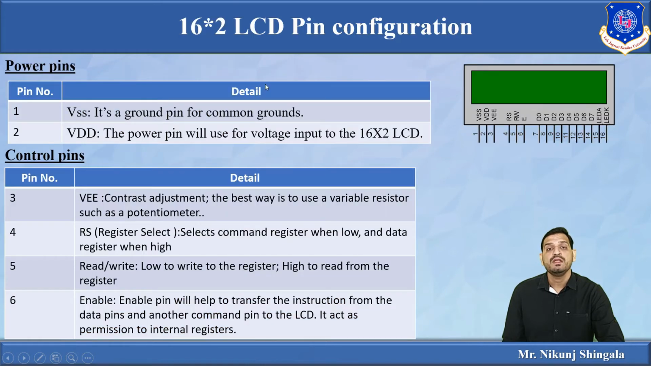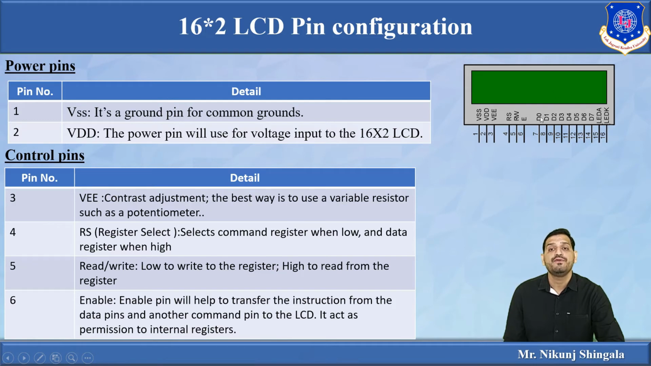Now the 16 cross 2 LCD pin configuration. If we want to interface the LCD with the Arduino, on which pin do we have to connect the supply, the ground, and the data pins? The first pin is VSS. Here you can see, starting from the left side, it is a ground pin. The second one is VDD, which is used to give the supply to the 16 cross 2 LCD. Then the control pins are there, which are pins 3, 4, 5, 6. Pin number 3 is the VE pin.